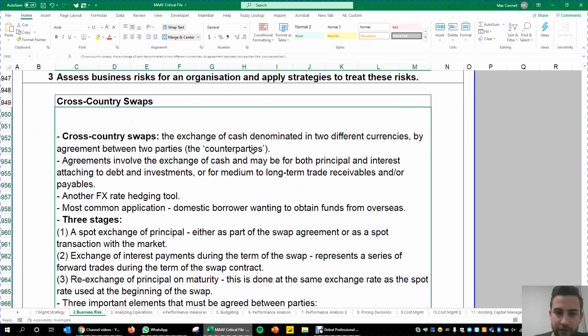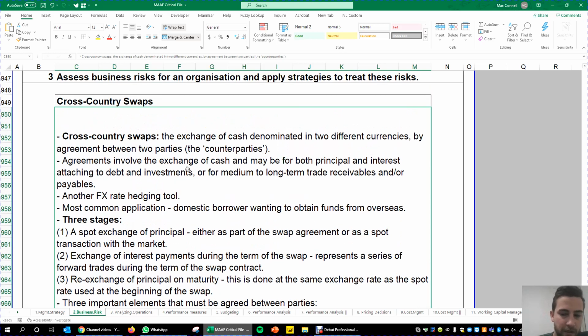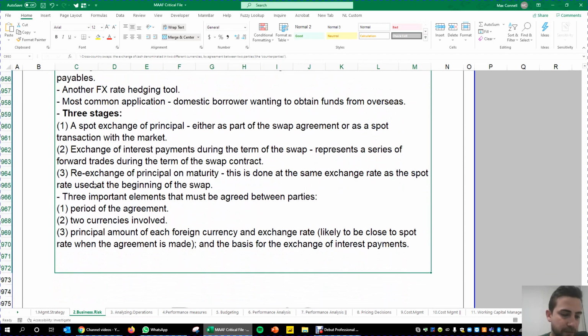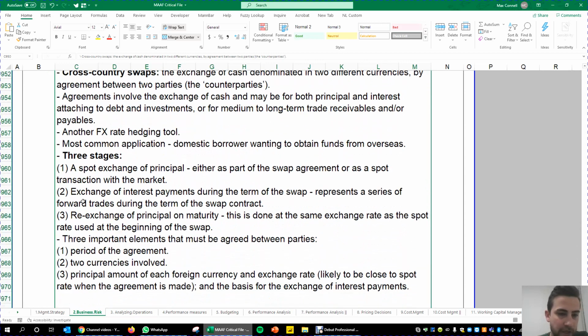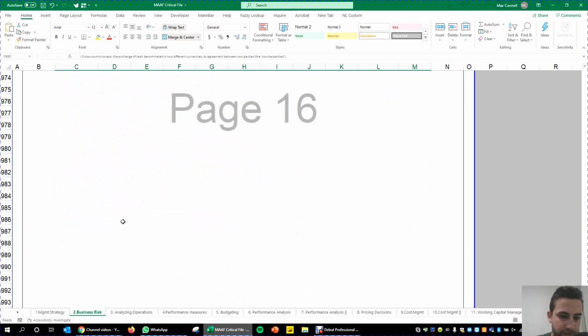Okay, so cross-currency swaps are basically the exchange of cash denominated in two different currencies by an agreement between two parties. This is another FX hedging tool. So you're basically agreeing, in November 2020, I'll exchange $1 million US for 950,000 euros or something like that. Now, where those currencies move in between is not their problem. You're just locking in that in advance, and it might be agreed on a spot exchange principle, so whatever the exchange rate is today, exchanging the interest rate payments during the term of the swap.